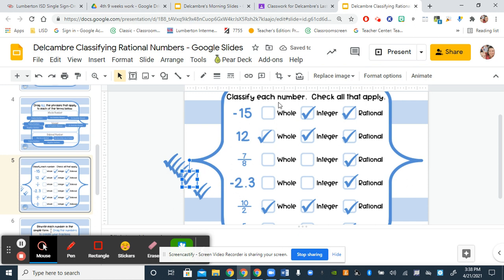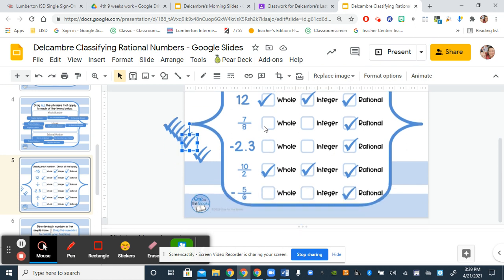Okay, so classify each number that applies. So -15 would be an integer and a rational number. 12 would fall into all 3 categories. 7/8 would just be a rational number. -2/3 would just be a rational number.